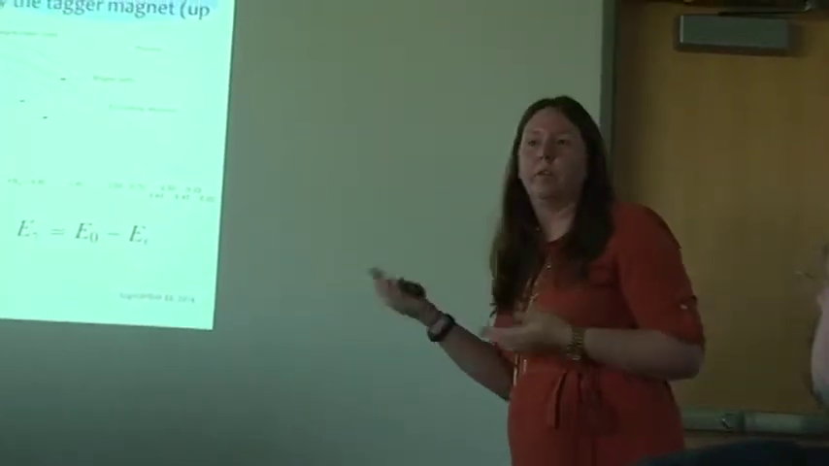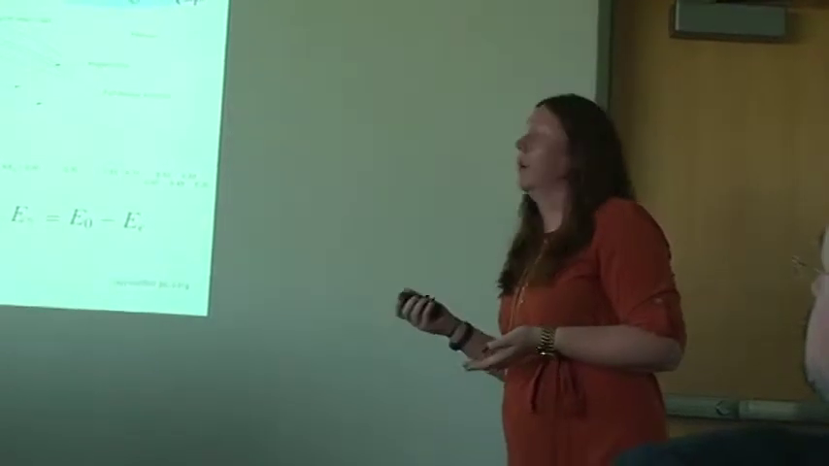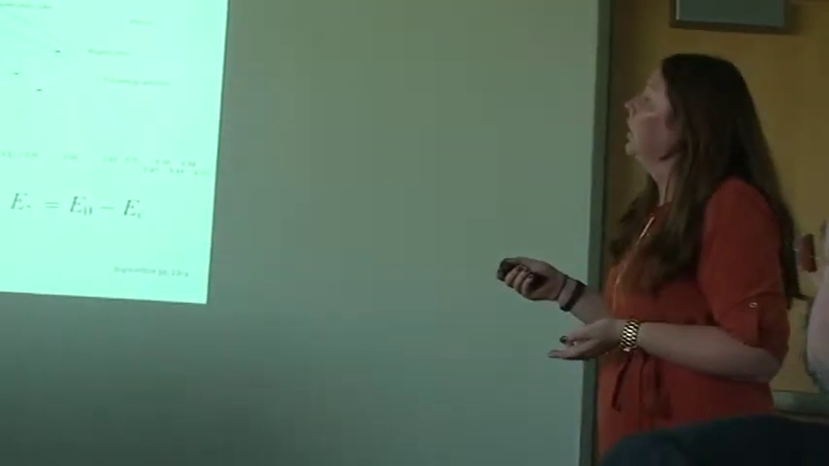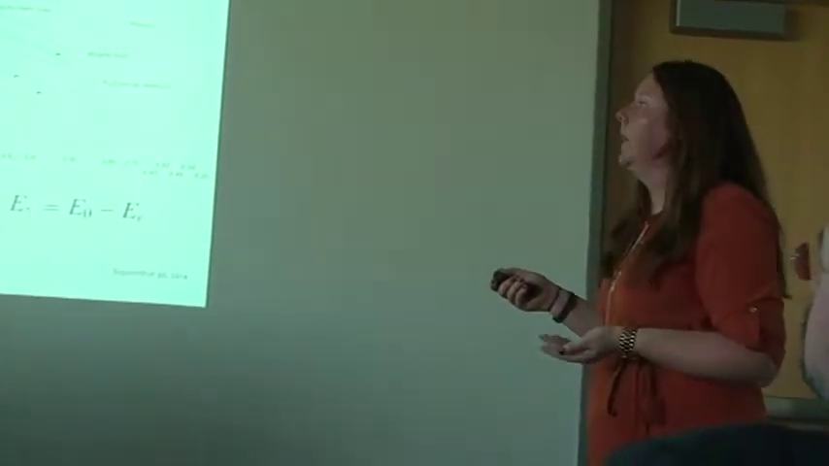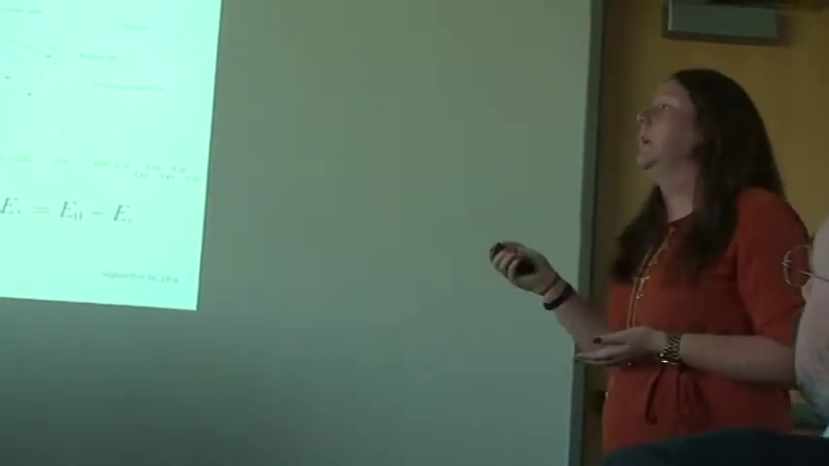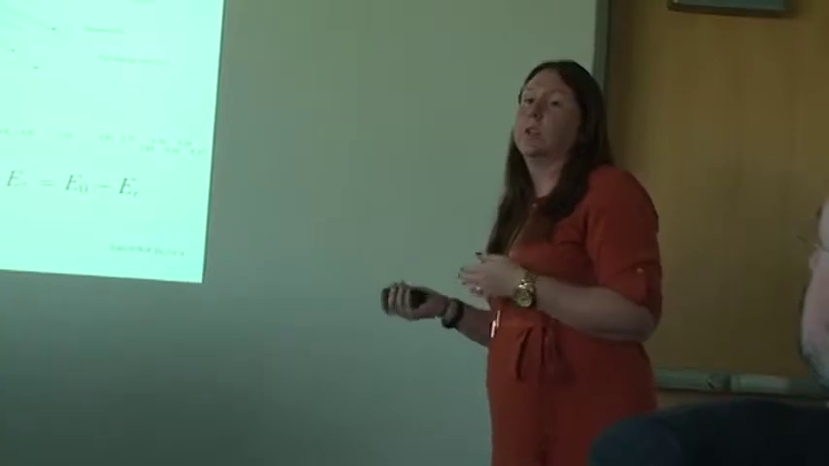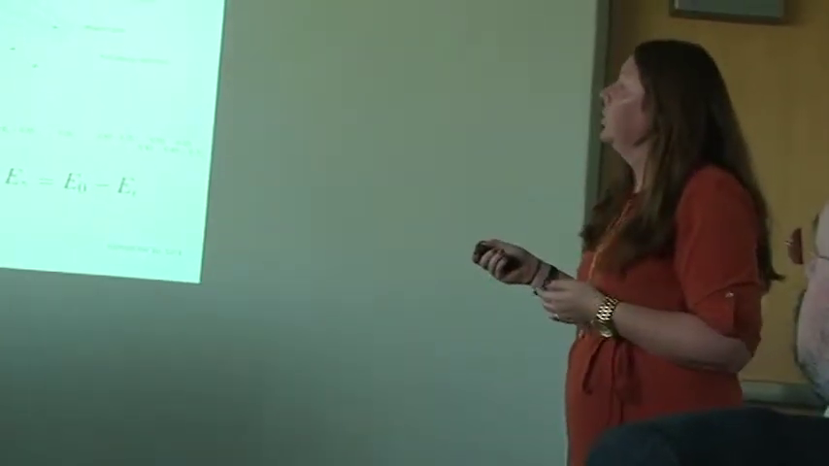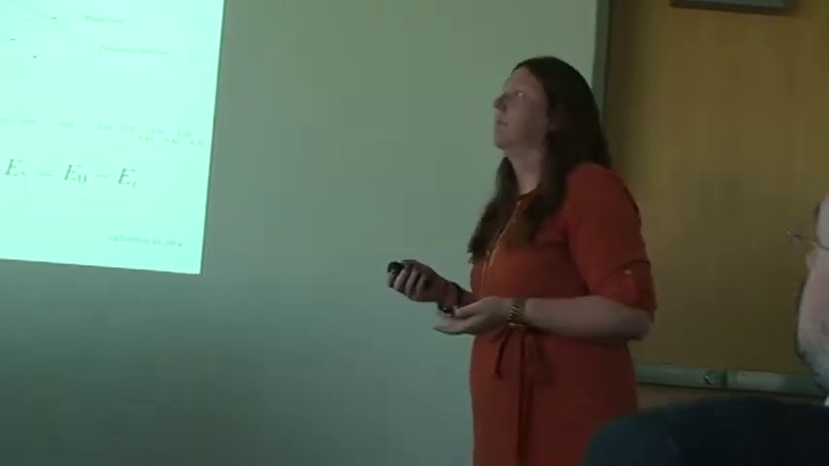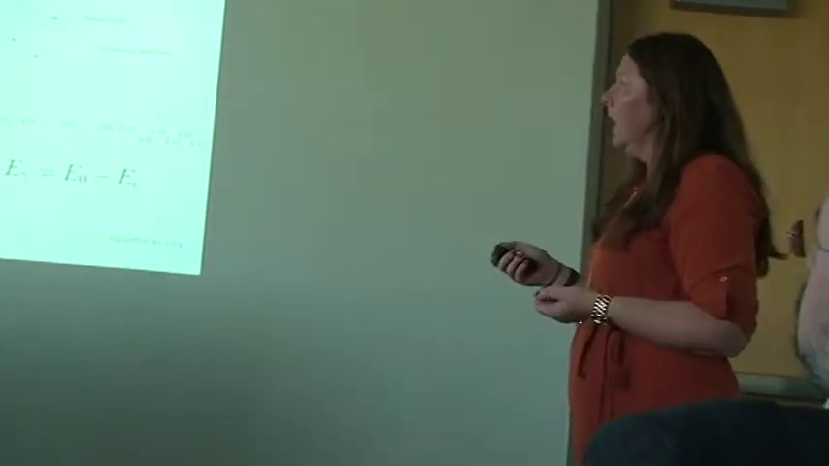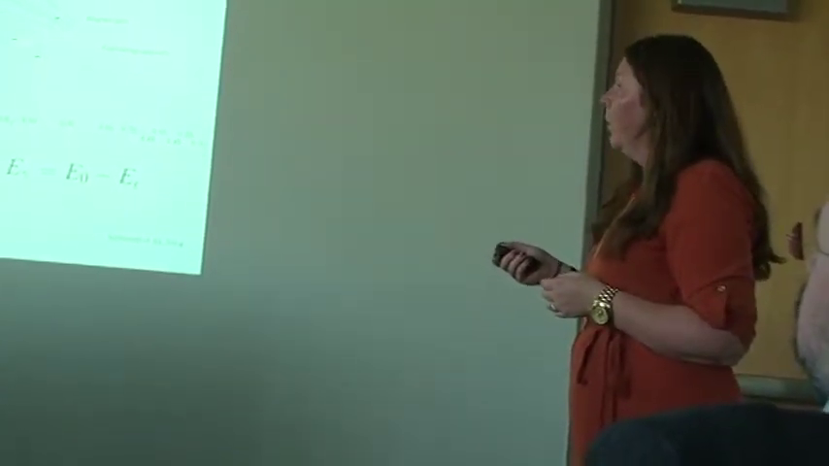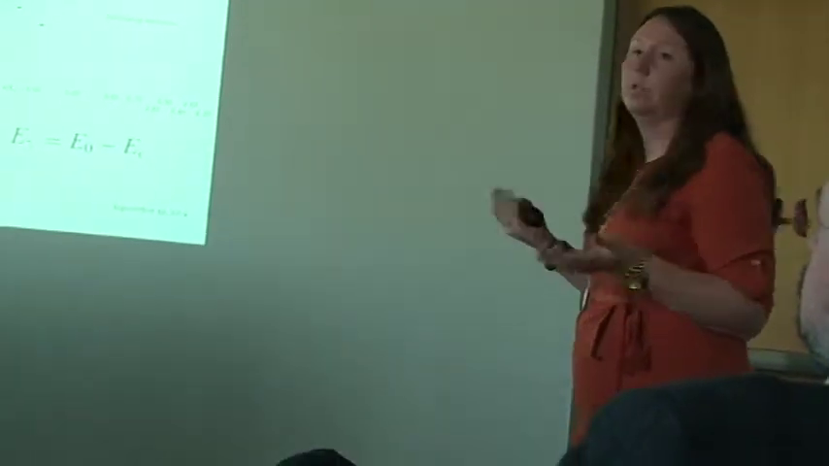So for my portion of the experiment, it was a gold foil radiator. The electrons hit the gold foil radiator and bremsstrahlung photons are emitted. The photons travel along to the target, but the electrons do not. The electrons are bent towards this electron dump here due to this tagger magnet, which is about 1.75 Tesla, up to. And once the electrons are bent down, there are 2 separate detectors.